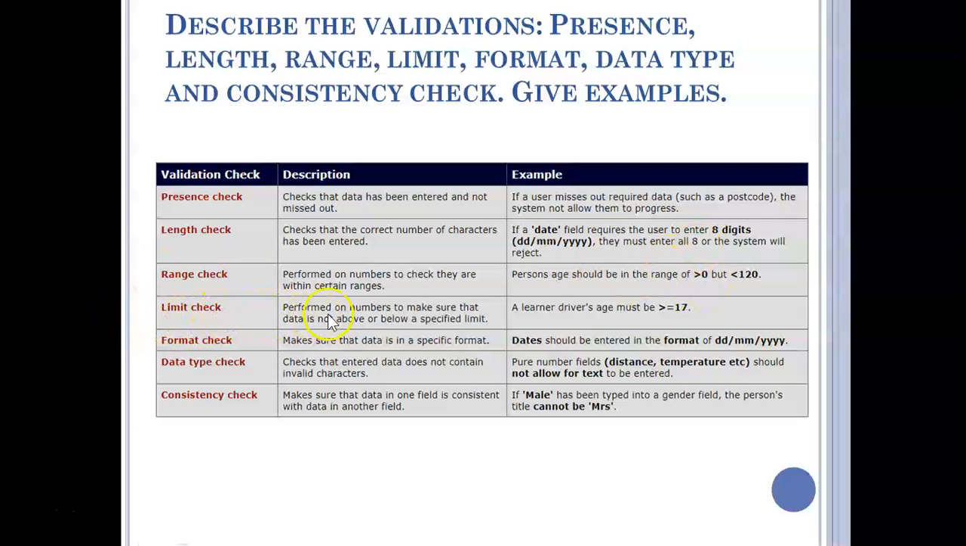Limit check, performed on numbers to make sure the data is not above or below a specified limit. So a learner's driver's age must be greater than or equal to 17, so you must be 17 or older for you to be able to drive, for example, in this country. Limit and range check are quite similar, but range check has 2 conditions, whereas a limit check just has 1.